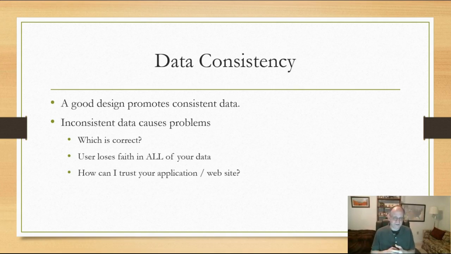Once we start having inconsistent data, our users begin to lose faith in all of our data. And once they lose faith in any of our data, they start losing faith in our application and our website. So we want to make sure we have a model that provides for consistent data, because how can I trust your website or your application if the data is inconsistent?